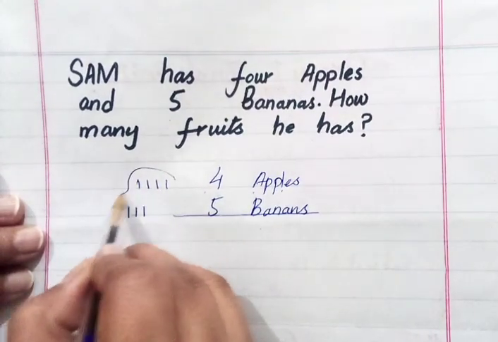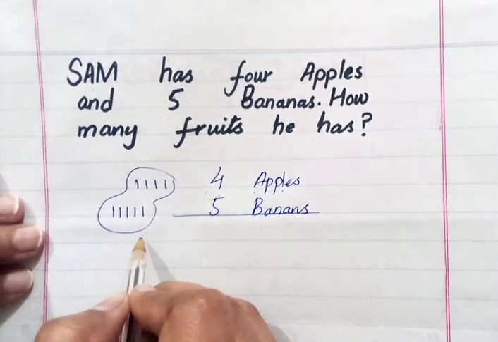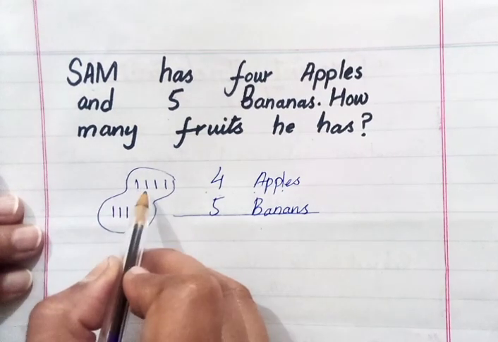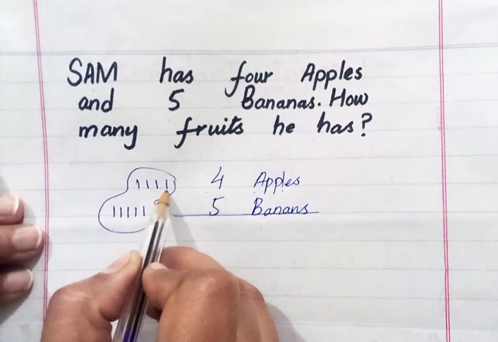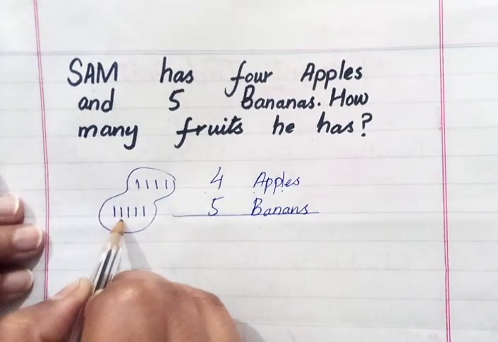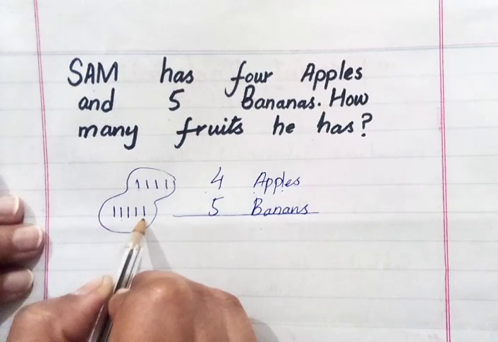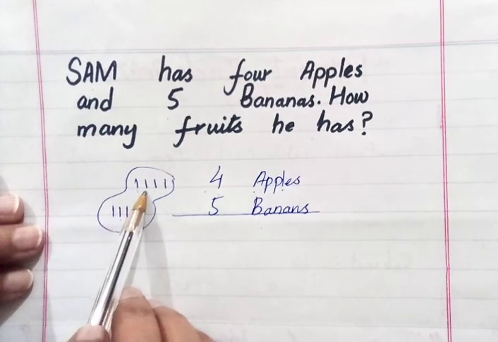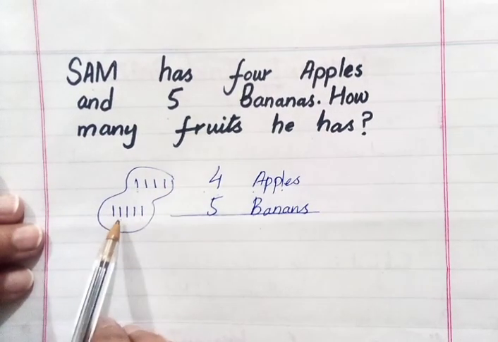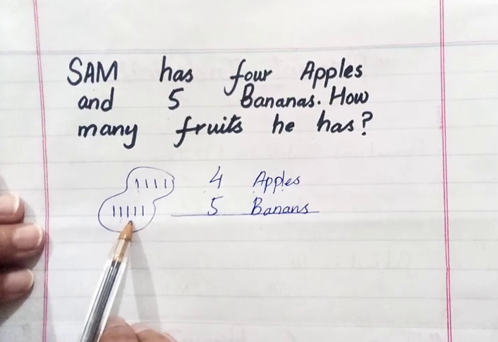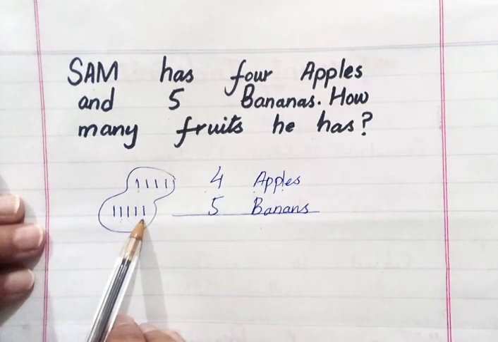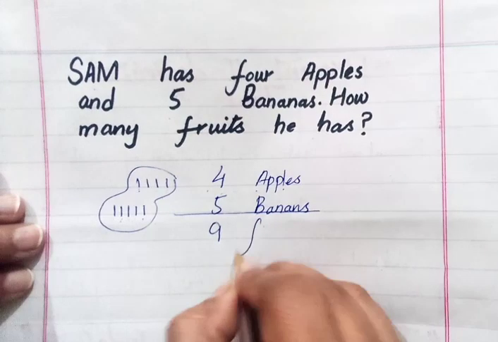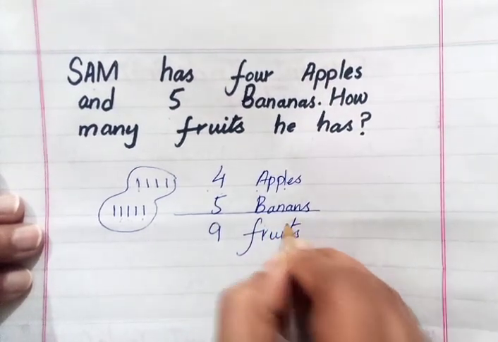Now we will count these lines together to evaluate our correct answer. 1 2 3 4. 1 2 3 4 5. Well, now we will count all these lines together. 1 2 3 4 5 6 7 8 9. So Sam has 9 fruits.